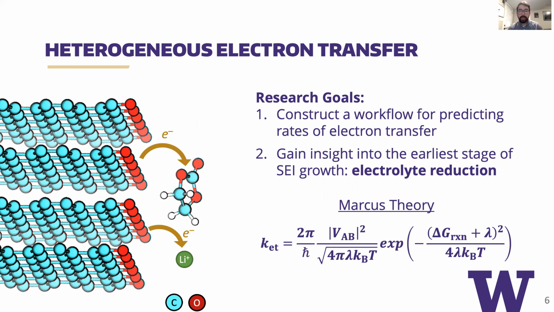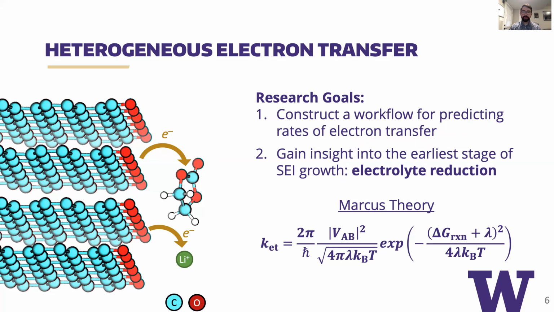And so this now brings us to the goal of our study. Firstly, we want to construct a workflow that allows us to compute the rates of heterogeneous electron transfer. And a good starting point is to use Marcus theory for that, which lets us use this equation here at the bottom to estimate the rate constant for electron transfer, given a series of parameters.